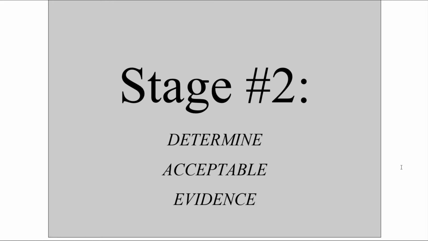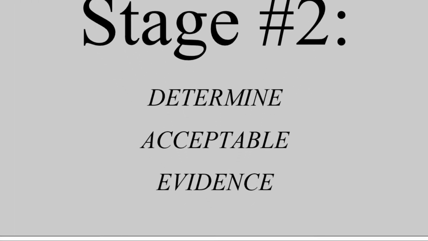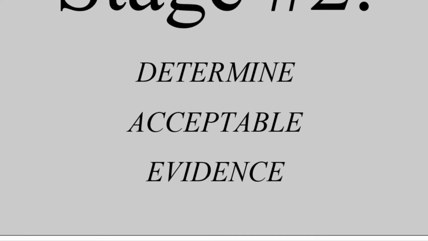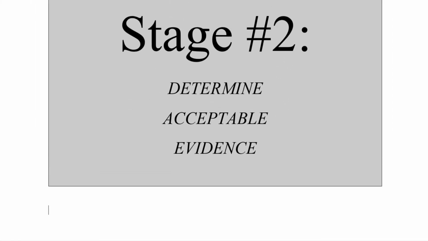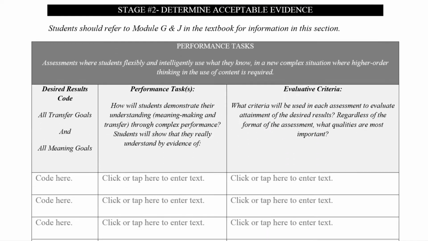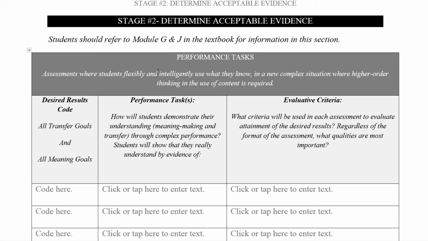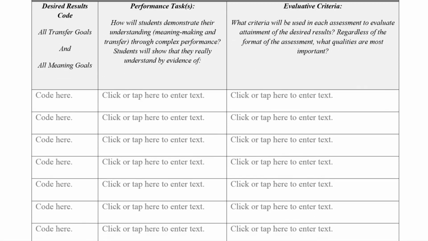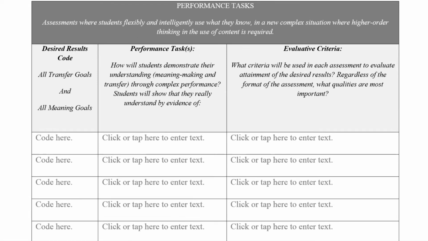Alright, here we are with stage 2, and this is all about determining acceptable evidence. What that means in this case is that we are selecting our criteria with which we will be evaluating our students. So let's take a look at this. Stage 2, performance tasks. This is where we look at what kind of things we are going to have the students be doing.